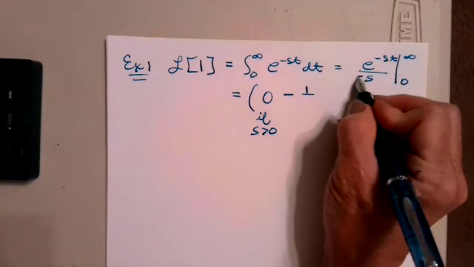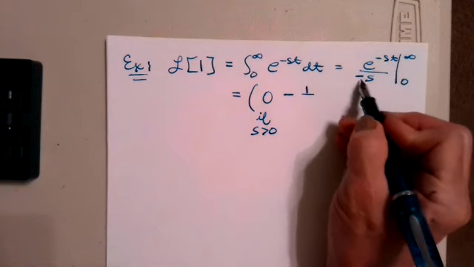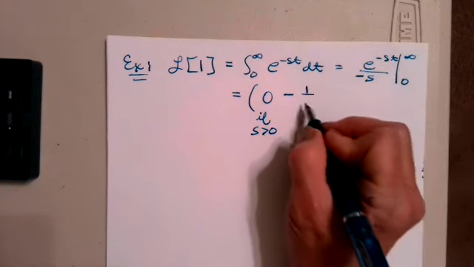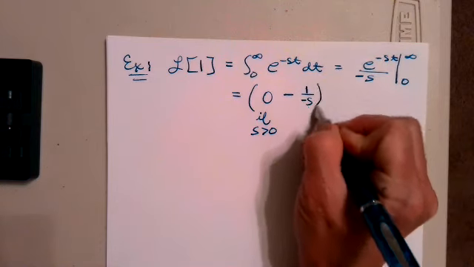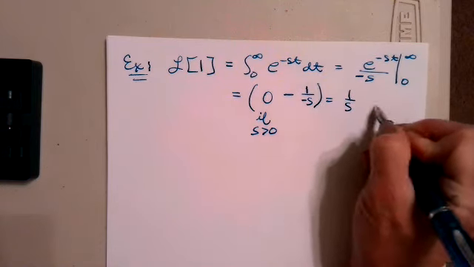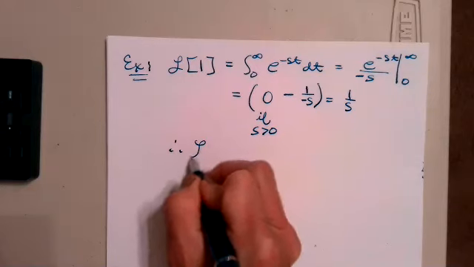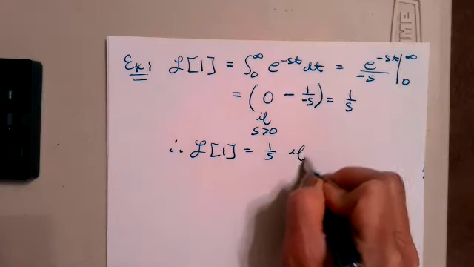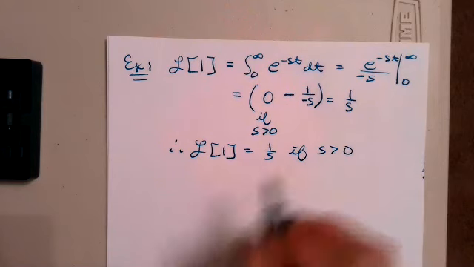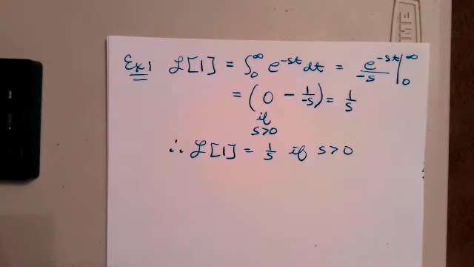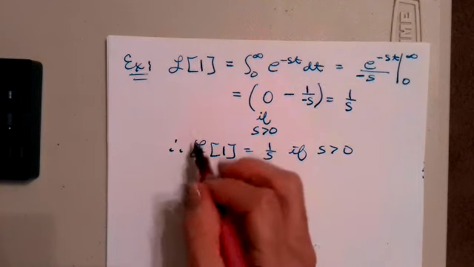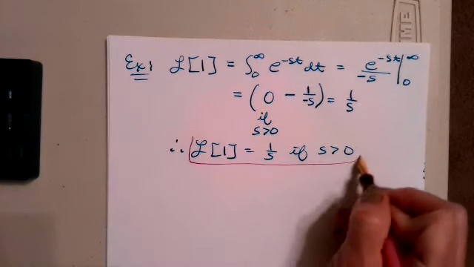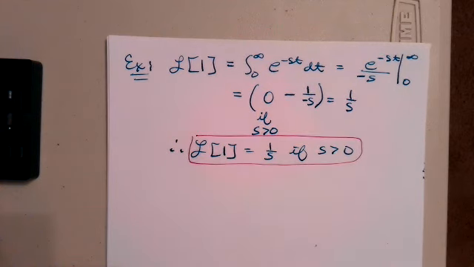I'm sorry, this should be a minus s. It's e to the minus st divided by minus s. Okay. So then we have a minus s, so this becomes 1 over s. So the Laplace transform of 1 is 1 over s if s is greater than 0. Okay. All right. So is that a little better? I hope so. That one's easier. Okay. So not all the Laplace transforms are terrible.